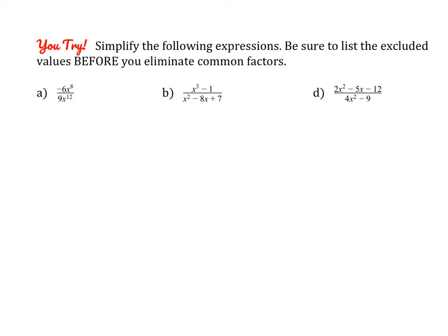Okay, so I have 3 problems for you to try on your own. So please pause the video and give them a shot. And then when you're ready, you can hit play to check your answers.